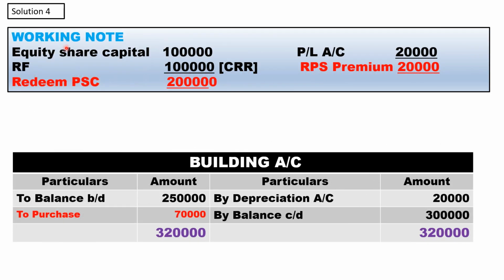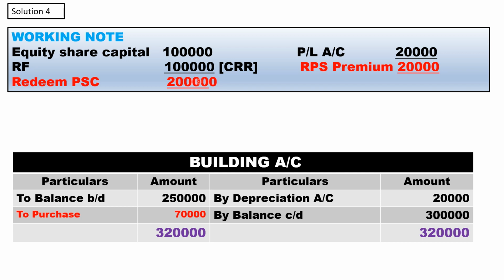So, working note, students, see how redeemable preference share capital is paid. Redeemable preference share capital is 2 lakh. How did you get this 2 lakh? You got 2 lakh: 1 lakh from new equity share, and 1 lakh from RF. That RF 1 lakh only you transferred to CRR. So 2 lakh you need to repay.